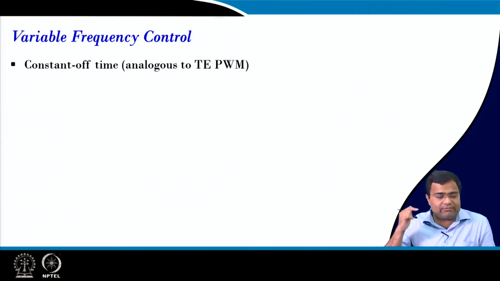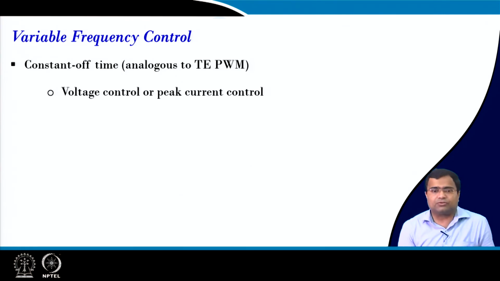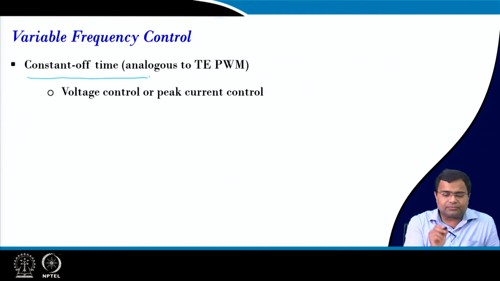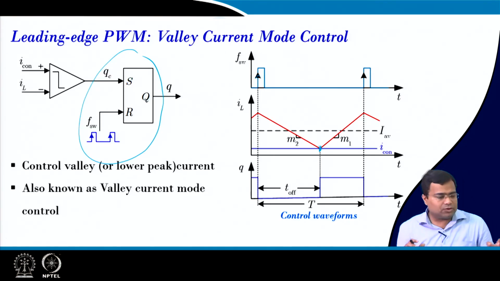Now, going to variable frequency control, we know about the constant off time control. About this constant off time control, in fact, the relevant references for current mode and voltage mode we have discussed in the previous lecture. That means, in the previous lecture we discussed where you can get the details of current mode and voltage mode control.